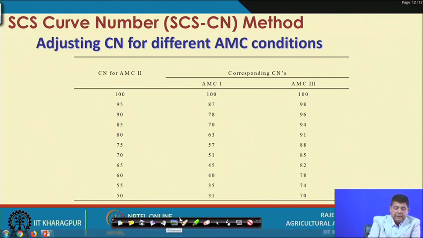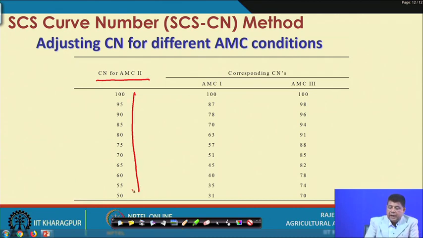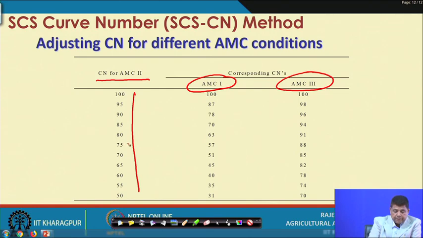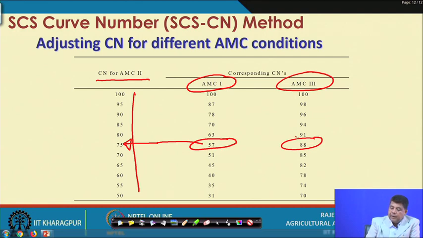So, these are the curve number values for AMC2 which we read from the table, and based on whether we are working in the AMC1 or AMC3, we can find out the corresponding values. So, for example, from our table we read the value of curve number is 75. So, if we are working in AMC1, then our value will be 57, and if it is AMC3, then 88.